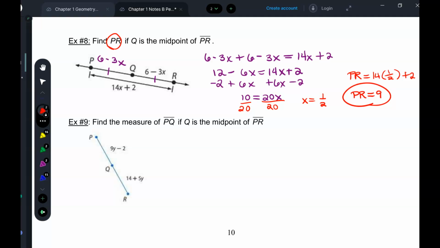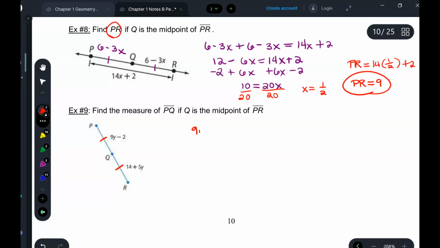Okay, last one here. Find the measure of PQ if this is the midpoint. So what do we know about these two segments? They're congruent. So I have 9y minus 2 has to equal 14 plus 5y. So this one's a little bit different setup. 14 plus 5y is the whole line. Nope, it's just that segment. And how are they congruent? Because it's the midpoint.